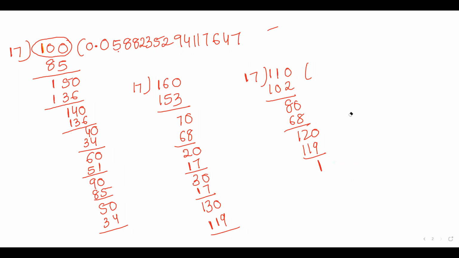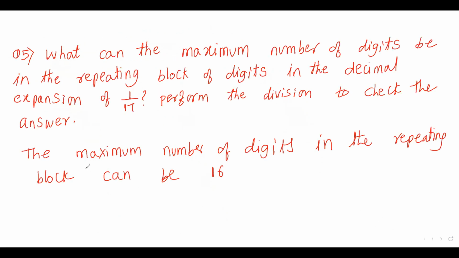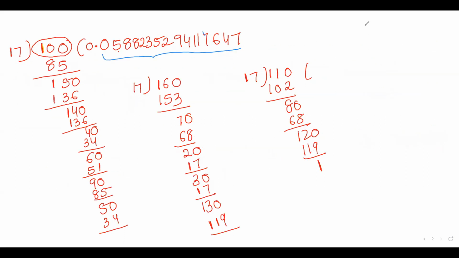So you can count here. This block will be repeated again, and in this block we have a total of 16 digits: 1, 2, 3, 4, 5, 6, 7, 8, 9, 10, 11, 12, 13, 14, 15, 16. So these 16 digits will be repeating again and again if you continue the division. Got it? That's why we wrote initially that the maximum number of digits that repeat is 16. Got it?